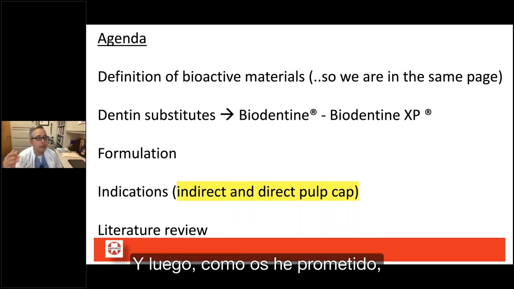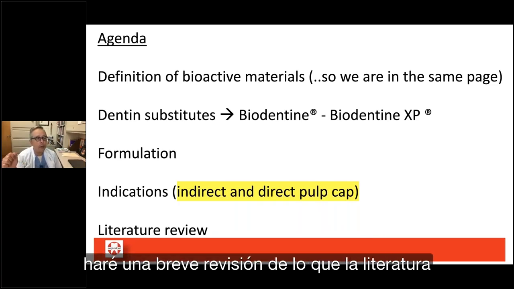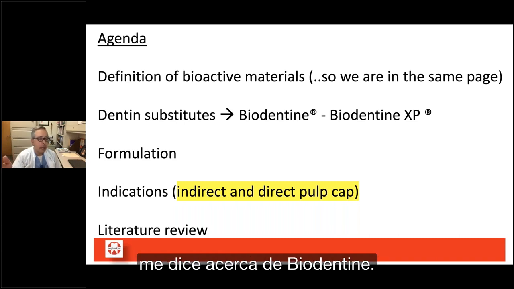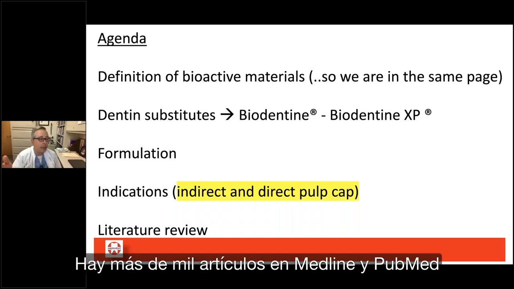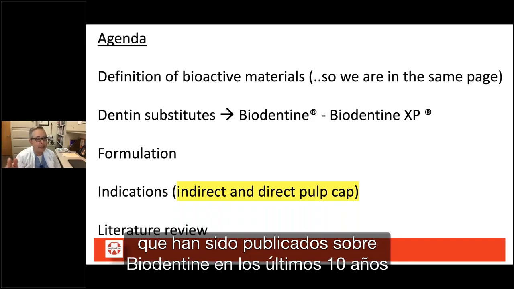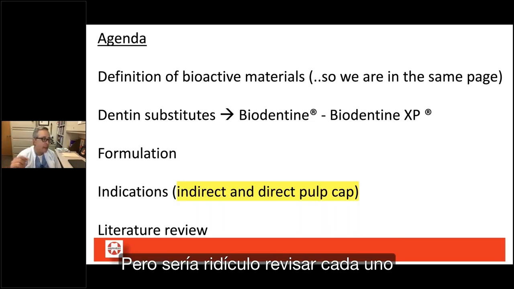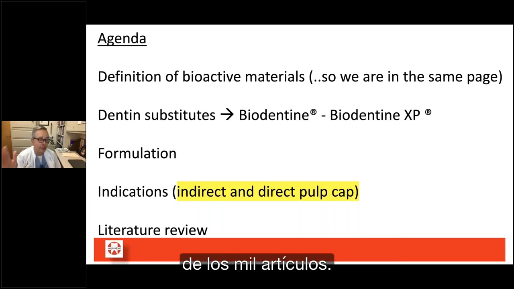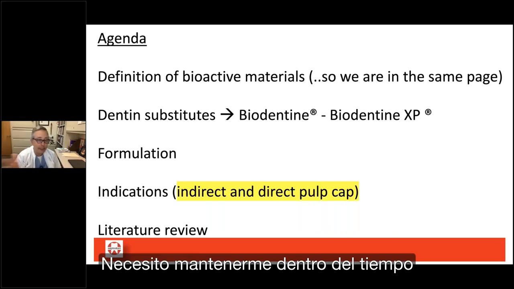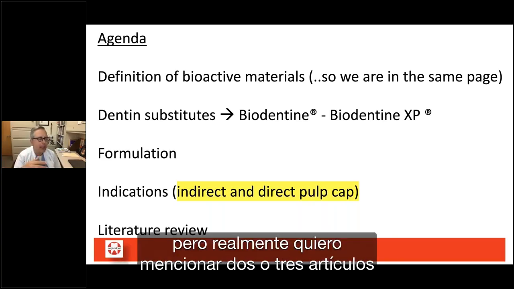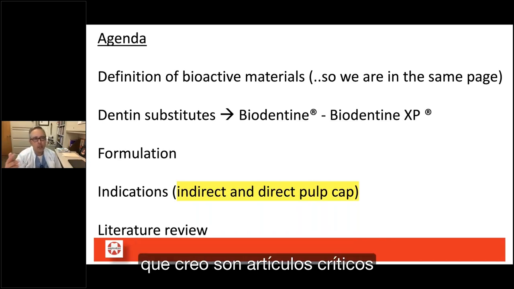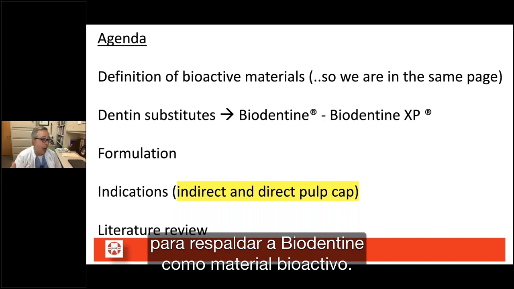So I will mention that, but I will place a lot of attention on the indirect use of Biodentine XP. And then, as I promised, I will have a brief review of what the literature tells me about Biodentine. When I say brief, believe me, it's a brief review. There are over 1,000 articles in Medline and PubMed published about Biodentine in the last 10 years, maybe more, but it would be ridiculous to review 1,000 articles. So I'm not going to do that. I need to keep this within the time they allow me to talk, but I really want to mention 2 or 3 articles that I believe are critical to support Biodentine as a bioactive material.